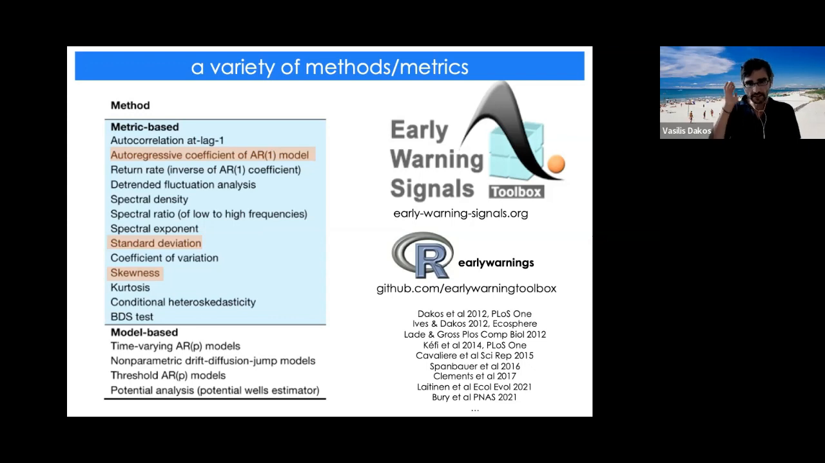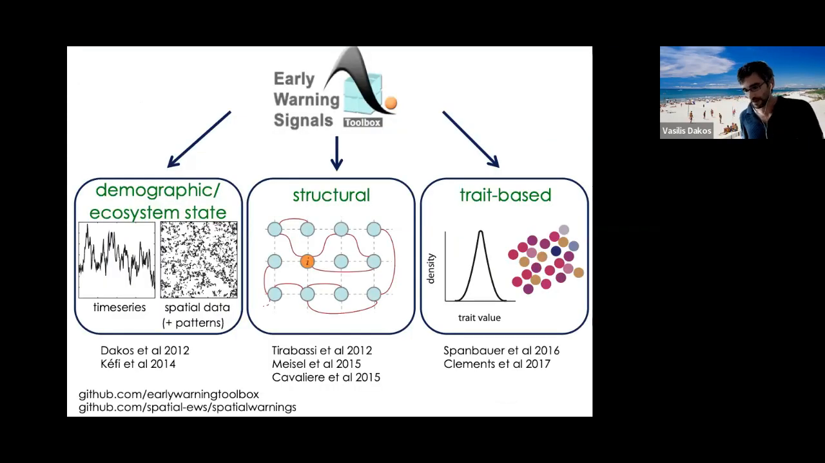In my categorization, because I'm coming from the method developing side, I could group this family of signals into 3 boxes. What we call the demographic or ecosystem state indicators, which are basically analyzing time series and spatial data. That's mostly what you have been talking about during the workshop.